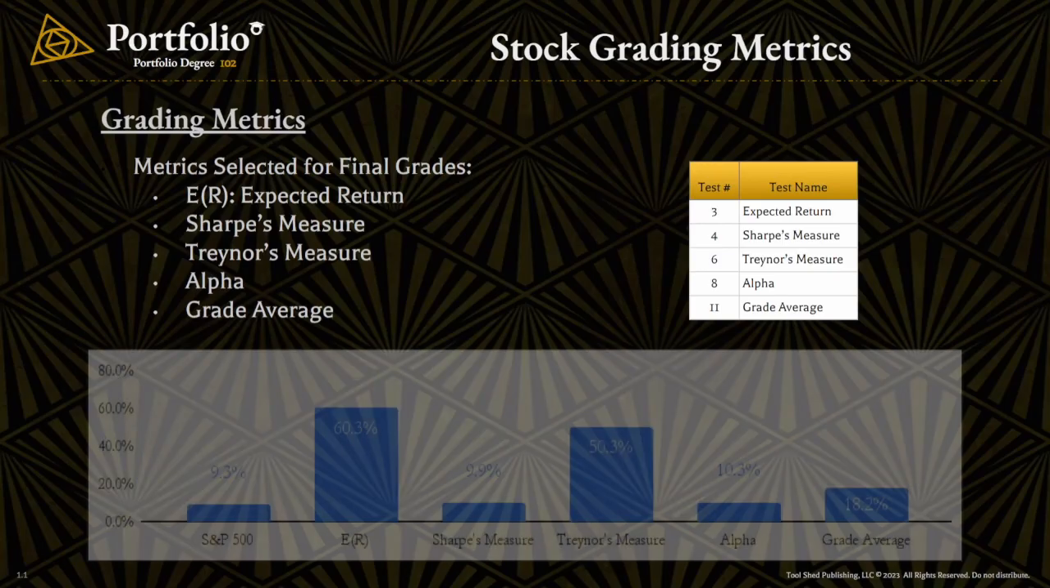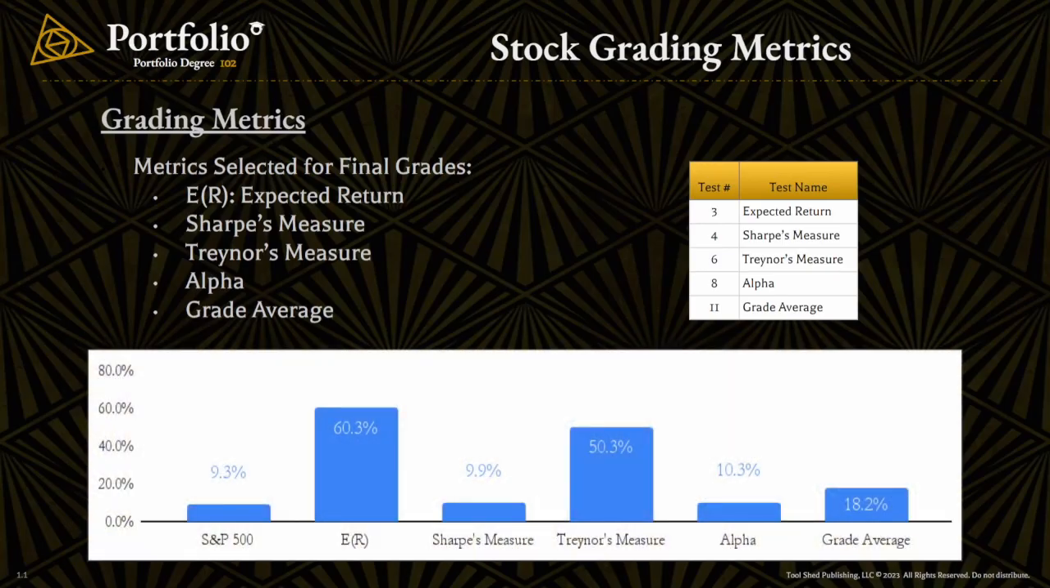This next chart shows the average return for each metric across all of the time periods. So looking here on the left, you've got the S&P 500, then the annual returns for expected return, Sharpe's measure, Treynor's measure, alpha, and then the overall average. Now, many of you might look at this chart and think, why would you ever choose anything other than expected return or Treynor's measure? And the reason why you wouldn't do that has a lot to do with beta, and we'll get more into that in a moment.